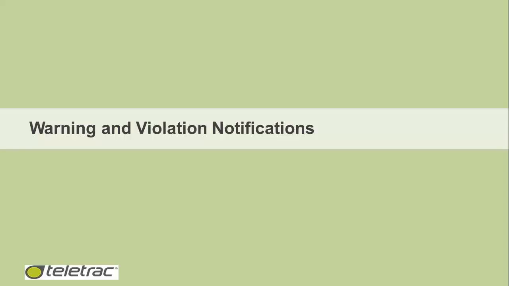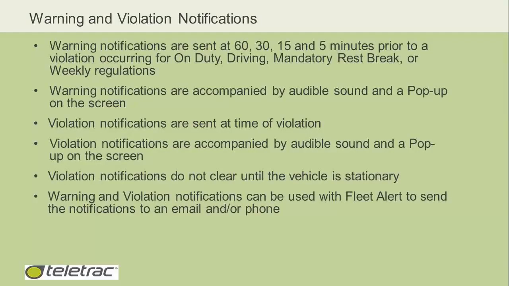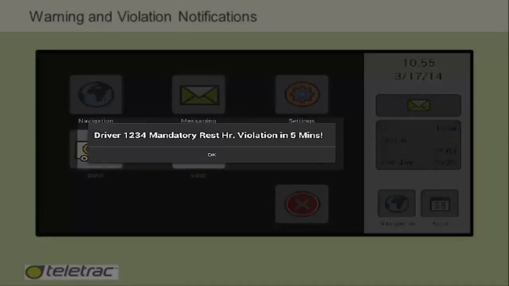The drivers will receive warning notifications every 60, 45, 15, and 5 minutes prior to the violation occurring for on-duty, driving, mandatory rest break, or weekly regulations. These notifications will come as an audible sound and as a pop-up on the screen. If the driver does enter into violation, there will be a notification for this with an audible sound and a pop-up on the screen. The notifications, once a driver is in violation, will not clear until a vehicle is stationary.